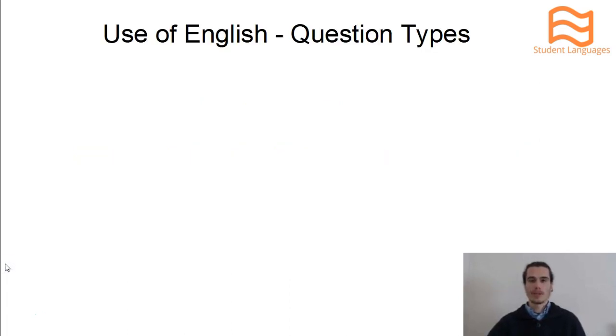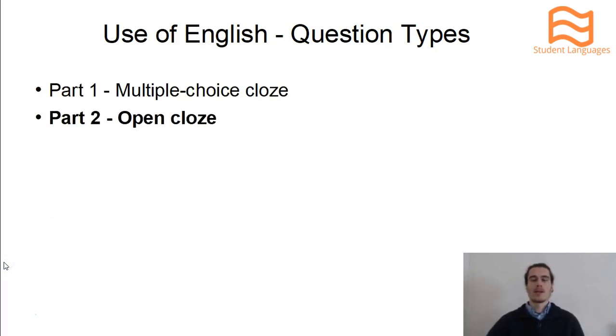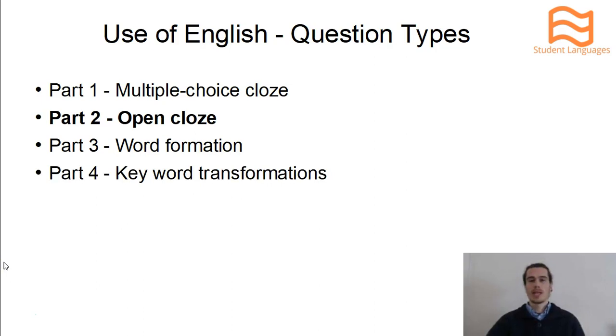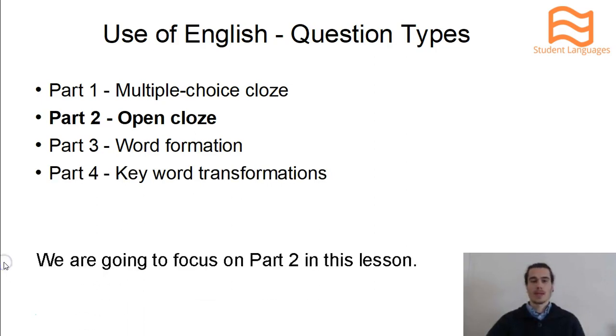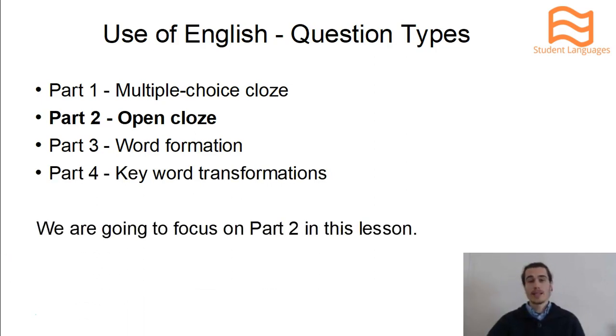Okay, but before we do that, I'm just going to remind you of the Use of English paper and the fact that there are 4 parts in the Use of English paper. There's part 1, multiple choice cloze, part 2, open cloze, part 3, word formation, and part 4, keyword transformations. And just so we're clear, in this lesson we're going to focus on part 2.